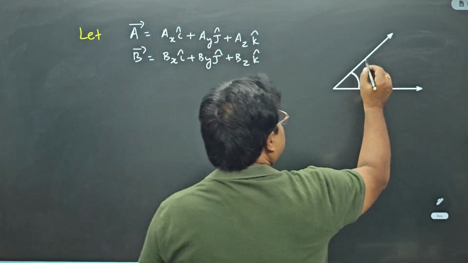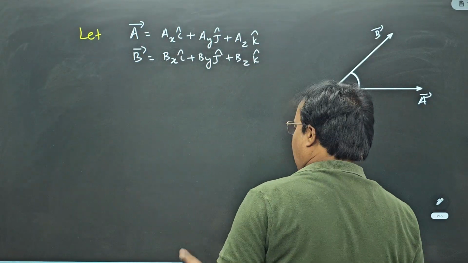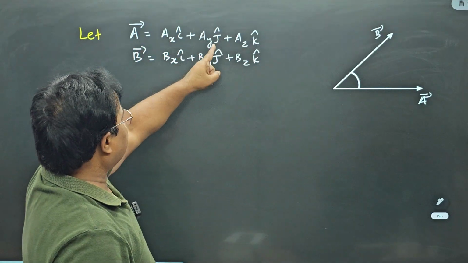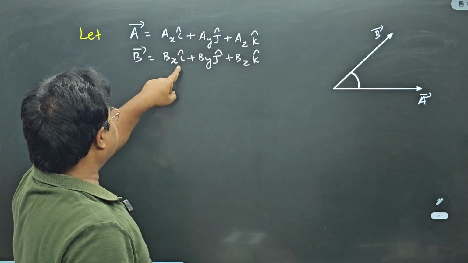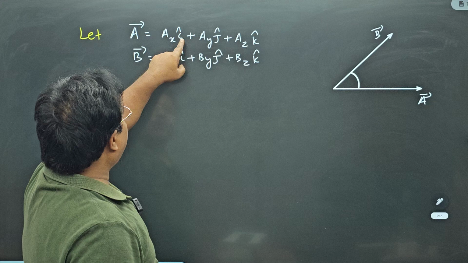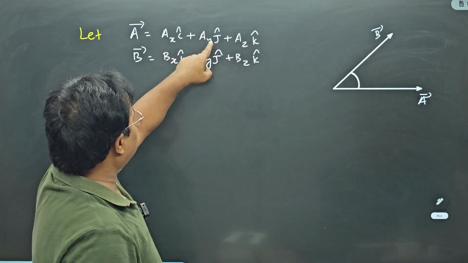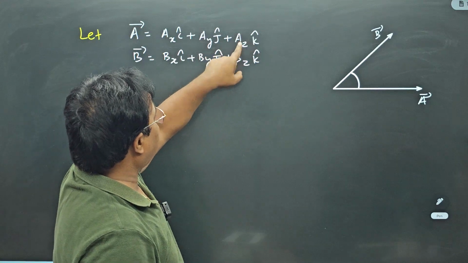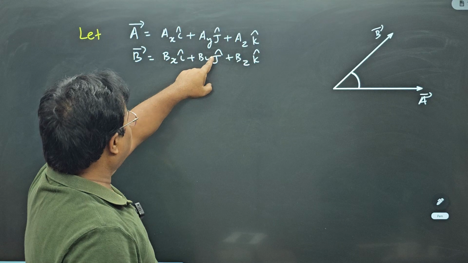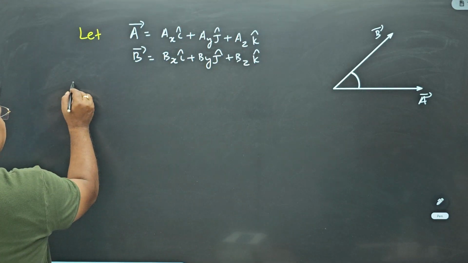Suppose there are two vectors, this is A vector and this is B vector. We have to find the dot product of these two vectors. A vector is equal to Ax i cap plus Ay j cap plus Az k cap. B vector is equal to Bx i cap plus By j cap plus Bz k cap. What is Ax? Ax is the component of i cap, Ay is the component of j cap, and Az is the component of k cap. In the B vector, the component of i cap is Bx, of j cap is By, and of k cap is Bz. Okay, my dear students, let us find A dot B.